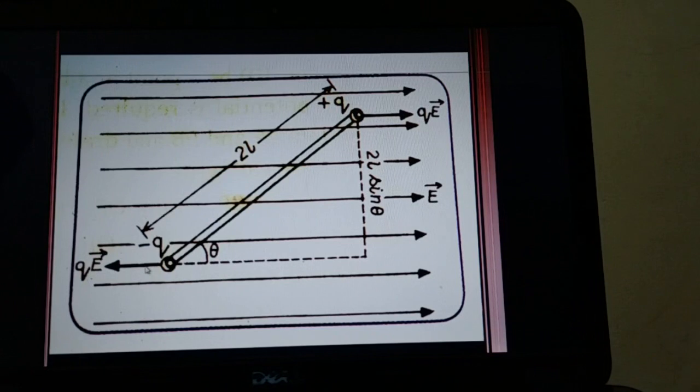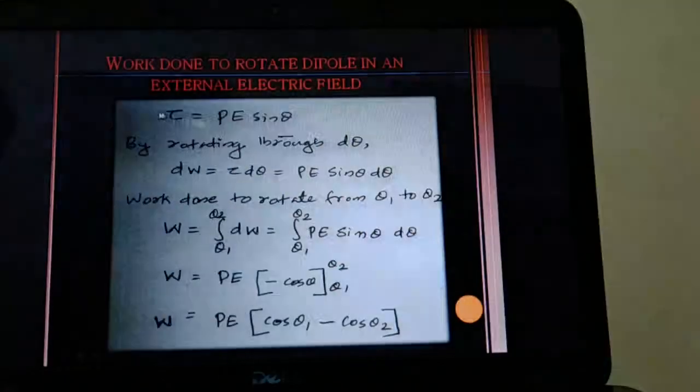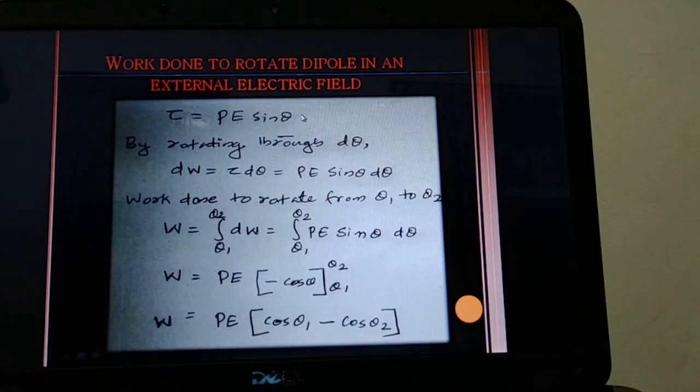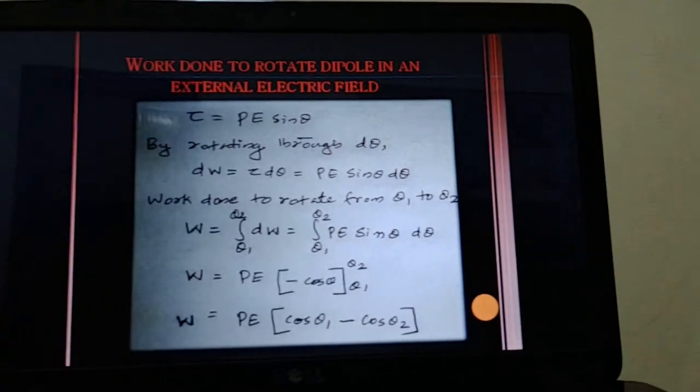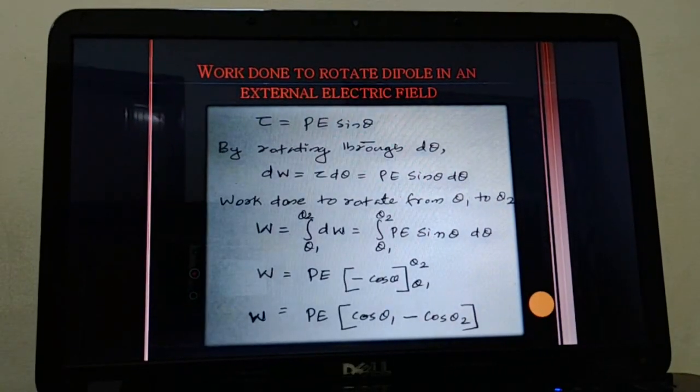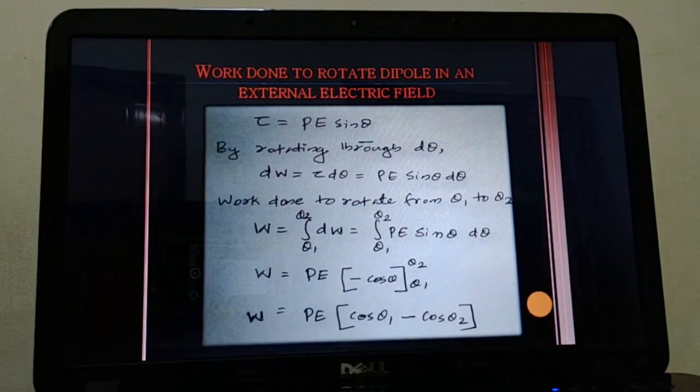QE is there, minus QE is there, and they are acting in the opposite direction. So it will experience a force, it will experience a torque, and as a torque, it is getting rotated. So the torque acting will be PE sin theta, that is P cross E.